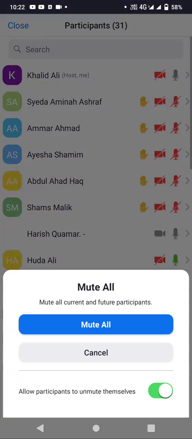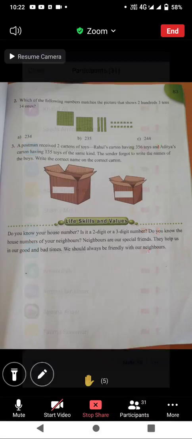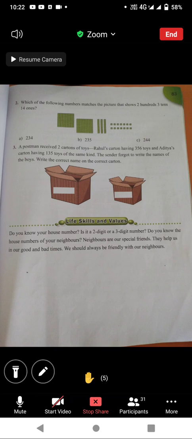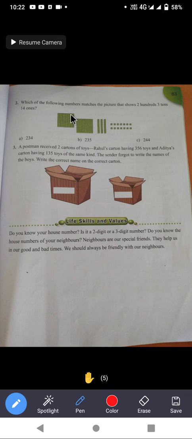Which picture is this? Yes, so most of you are saying that 244 is correct. So let's check. How many 100 grids are there? 1, 2. Each contains 100 small cubes. So this is 100, and there are 200s. So in this number, 2 is at the 100th place.